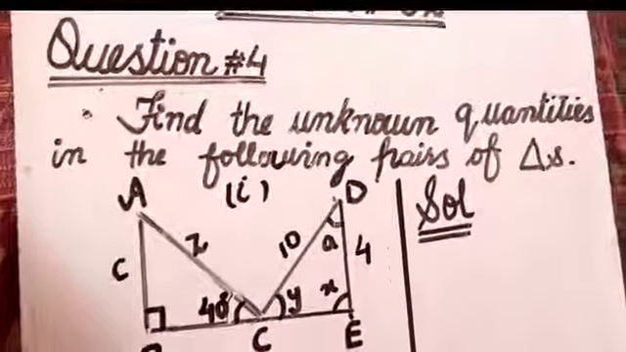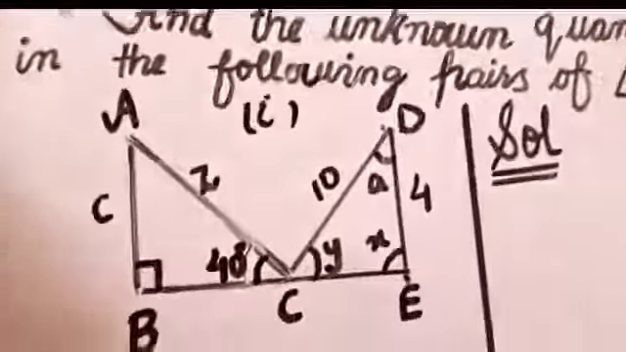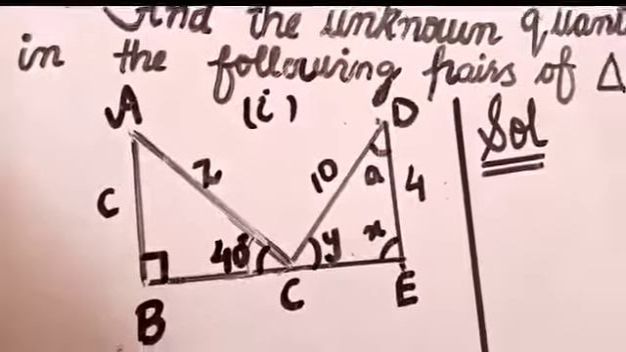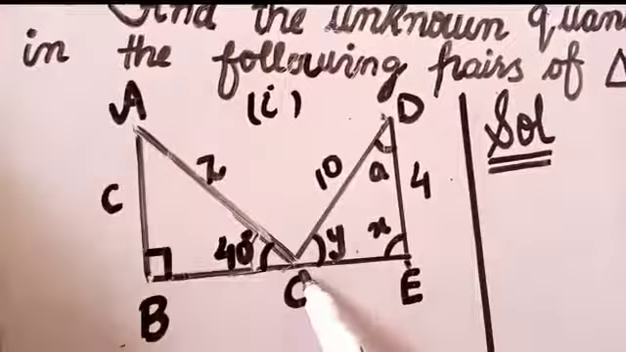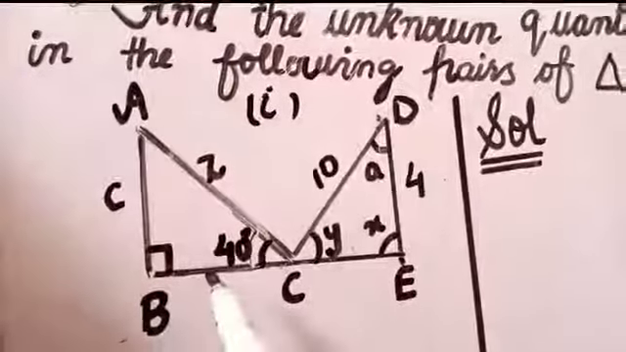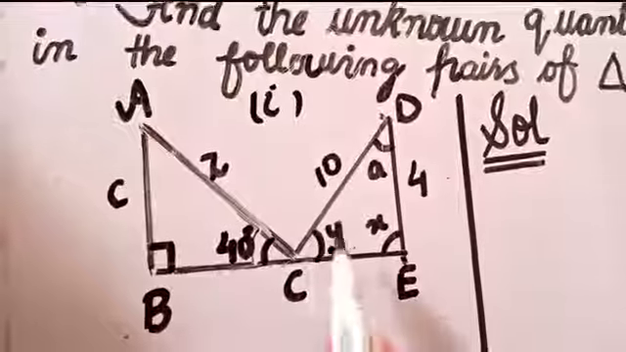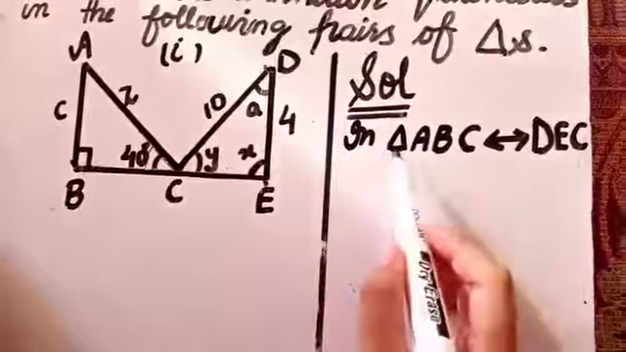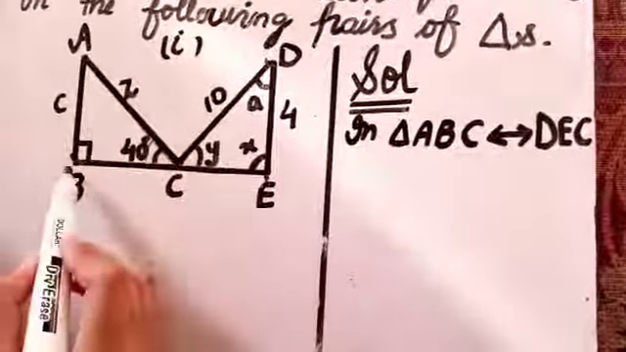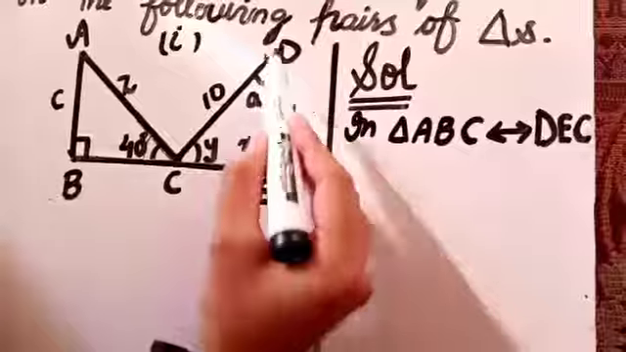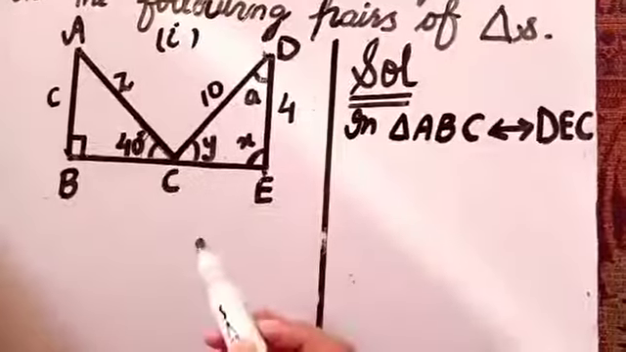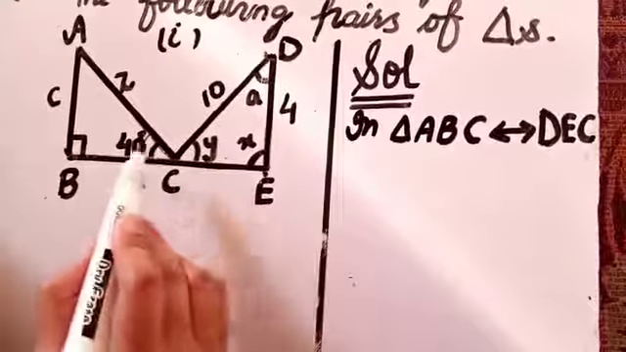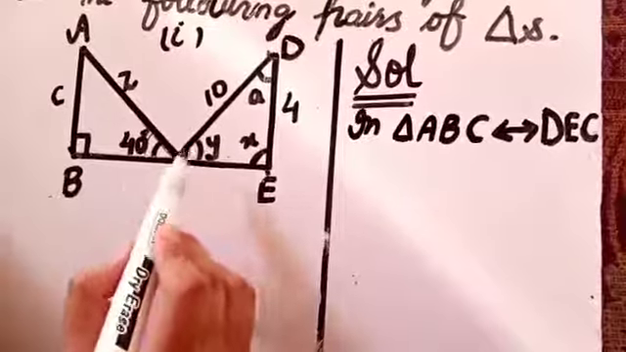In part number 1, we are given two congruent triangles. The first triangle is ABC, while the second triangle is CDE. Now we have to find the unknown quantities in these two triangles. Okay class, in correspondence to triangle ABC with triangle DEC, we will find the unknown values. As we all know, corresponding sides and corresponding angles of two congruent triangles are equal.